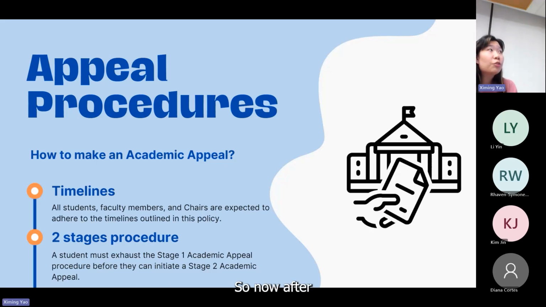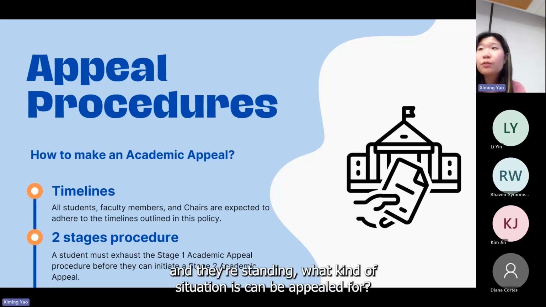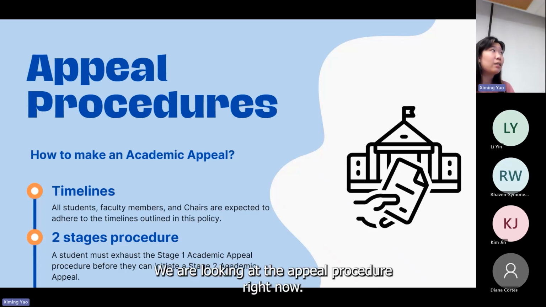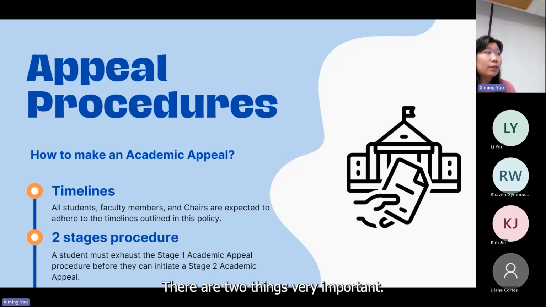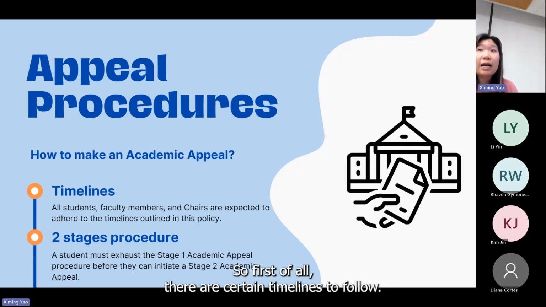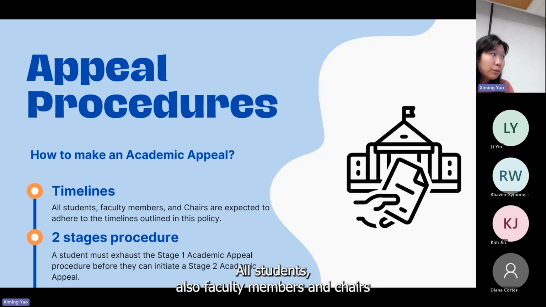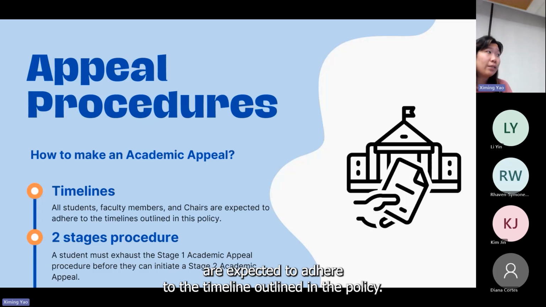So now, after understanding what kind of situations can be appealed, we are looking at the appeal procedure. This answers the question of how to make an academic appeal. There are two very important things. First of all, there are certain timelines to follow. All students, as well as faculty members and chairs, are expected to adhere to the timeline outlined in the policy.